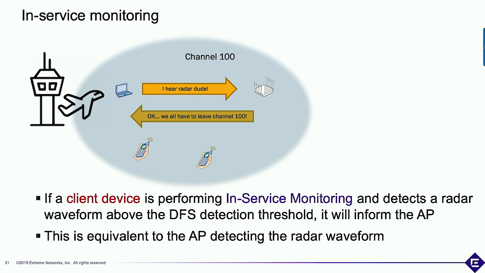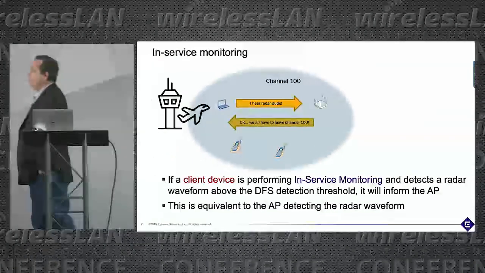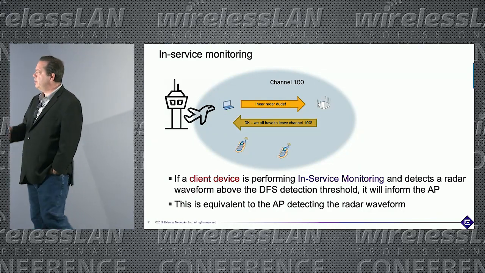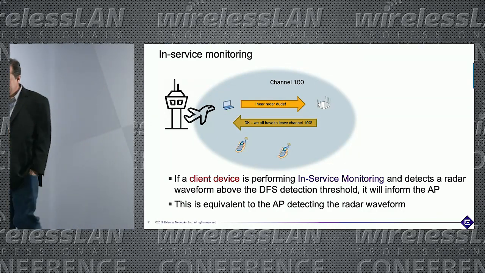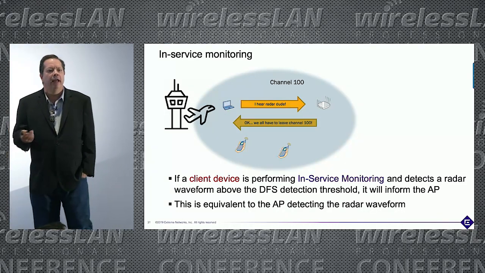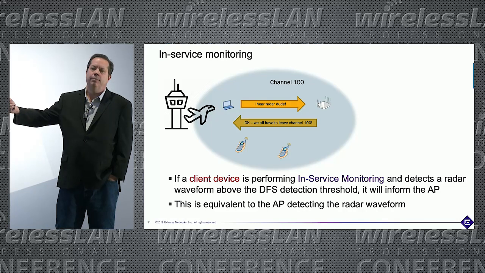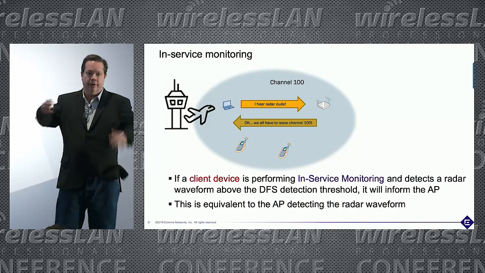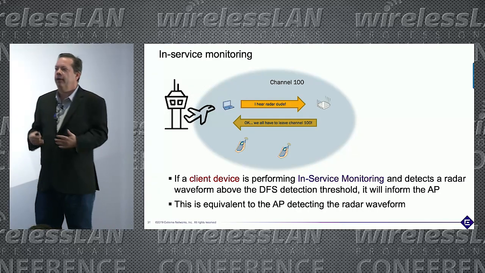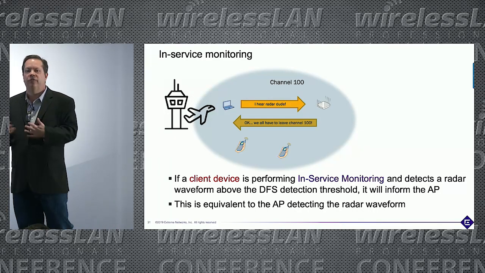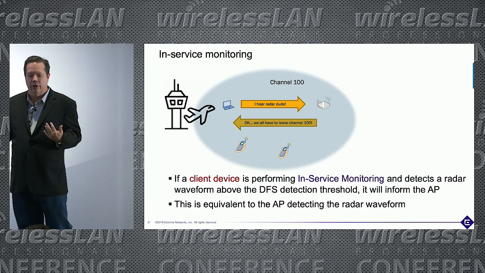Now, there is a way for clients to report radar detection as well. It's called in-service monitoring, and this is optional as well. Basically, if a client hears a radar pulse, it can report up to the AP, the master device, saying, "Hey, I heard a radar pulse in our basic service area. Maybe you should tell everybody to jump." And then it'll still be up to the AP to tell everybody to jump.